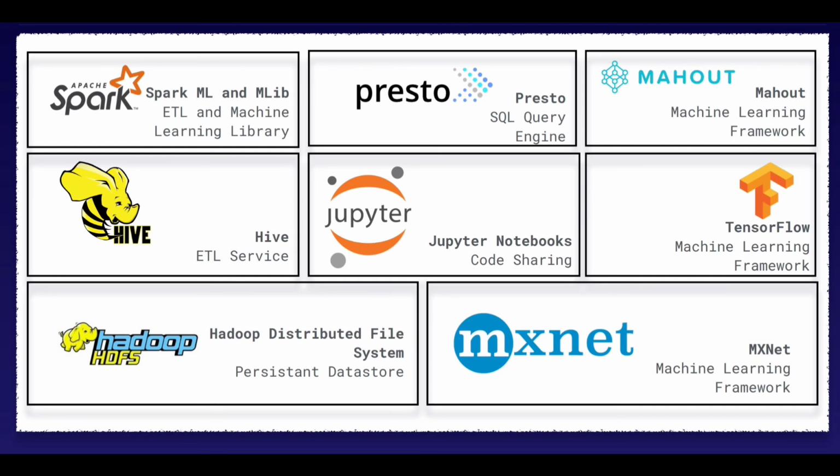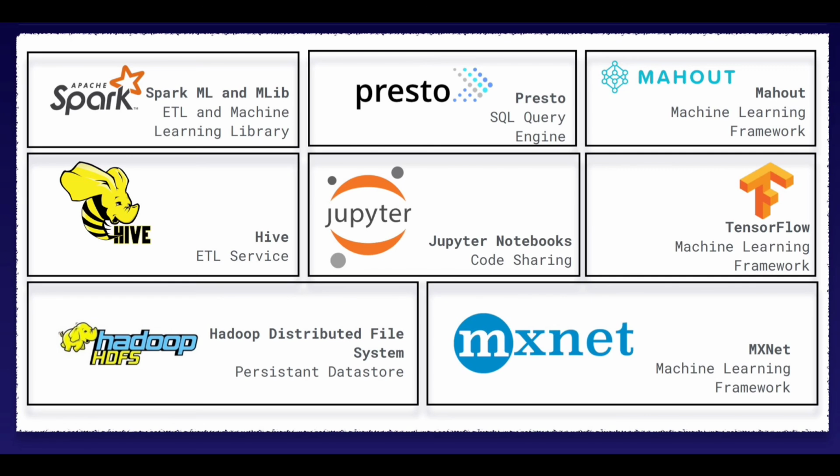Now, in our case, we would use EMR to store mass amounts of files in a distributed file system to use as our input or training data. Now, if our data is already within an EMR cluster, we can use some of the frameworks and services to migrate the data into S3, or we can use services like AWS Data Pipeline to load the data into S3.